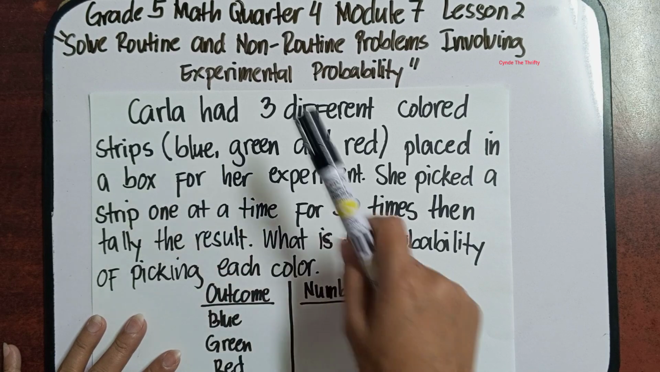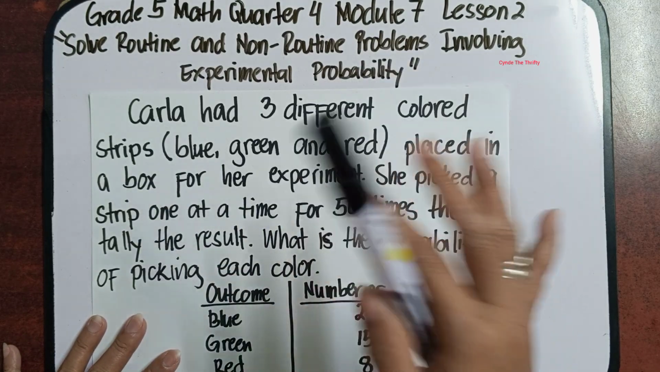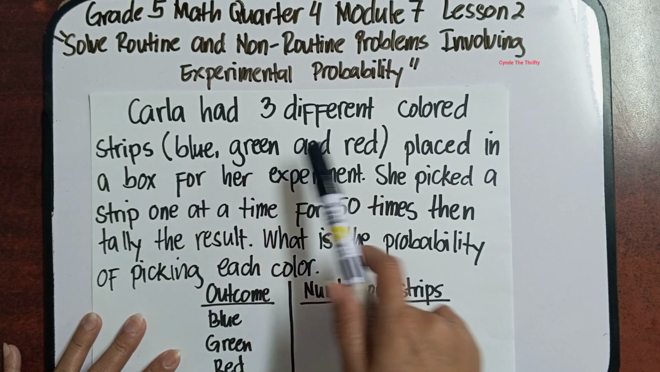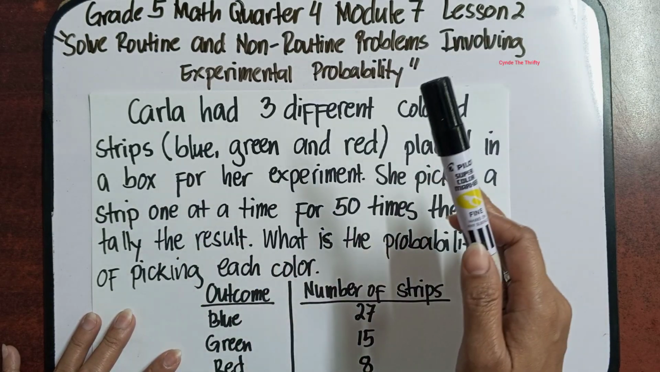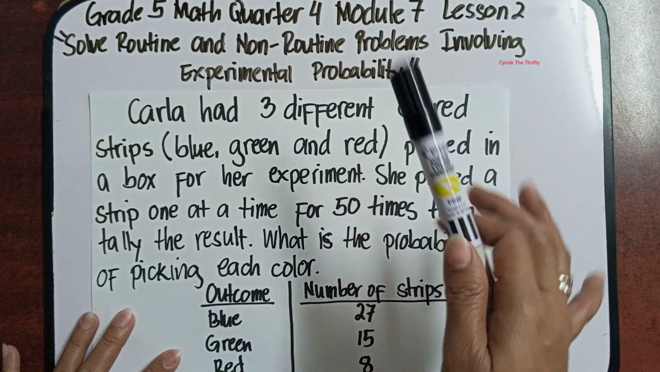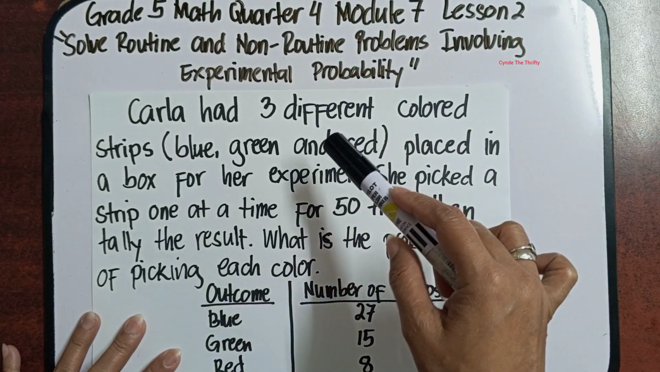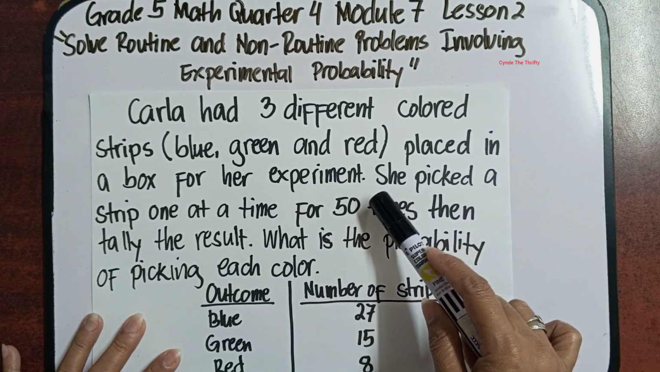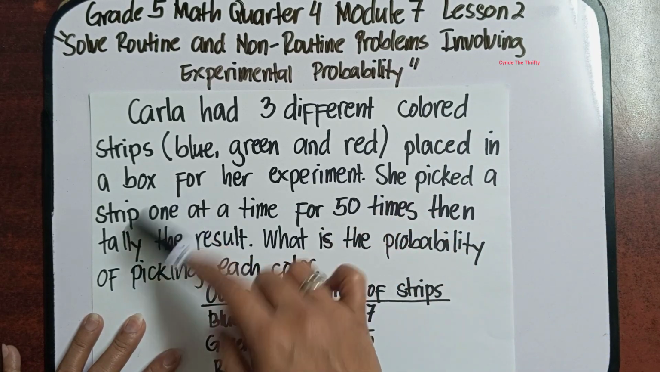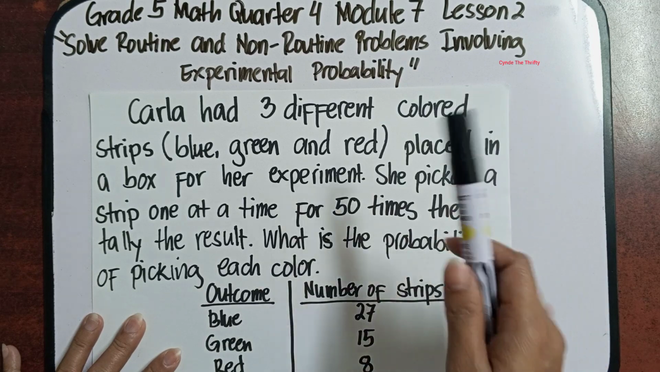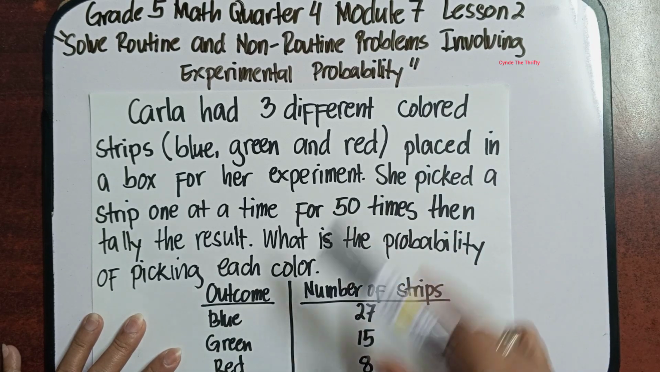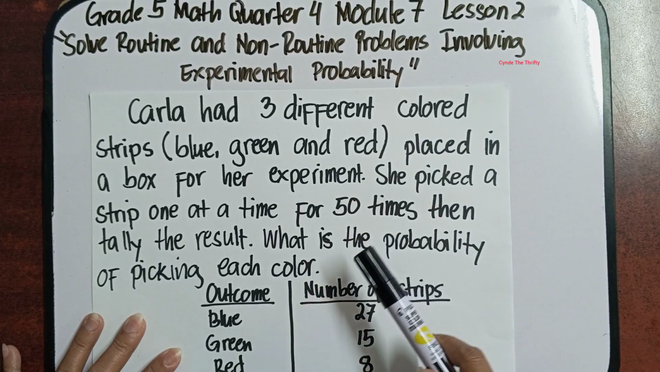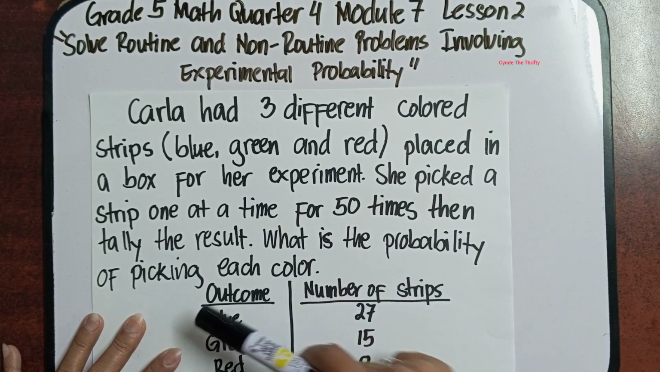So si Carla, meron daw siyang tatlong magkaibang kulay na strips. That is, ang color is blue, green, at saka red. Tapos nilagay niya sa box para sa kanyang experiment. Kumuha siya ng tig-iisa nito, tapos 50 times siyang kumuha sa kanyang strips galing sa box. So, ang kanyang result is gumawa siya ng tally ng kanyang result. Kada kuha niya, ginagawa niya ng tally. And ang question natin is what is the probability of picking each color?